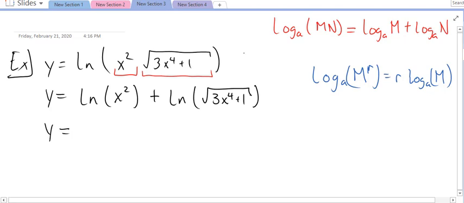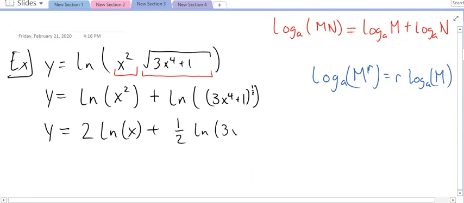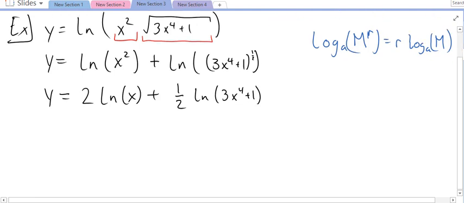So this square root here, this is really to the 1/2. So we can rewrite this as 2 times the ln of x plus 1/2 times the ln of 3x to the fourth plus 1. And now we've got some nice basic logarithm functions that we can differentiate.